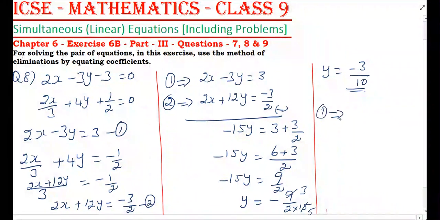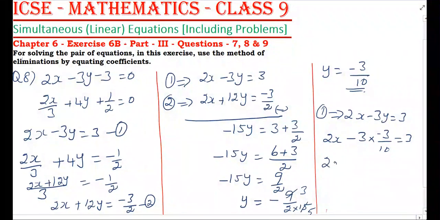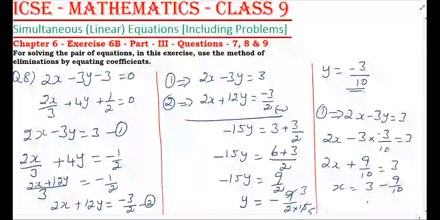So first equation, 2x minus 3y equal to 3. So 2x minus 3 into minus 3 by 10 equal to 3. So minus minus plus. So 2x plus 9 by 10 equal to 3. So x equal to, this 9 by 10 will go to the right hand side. So 3 minus 9 by 10, all divided by 2.